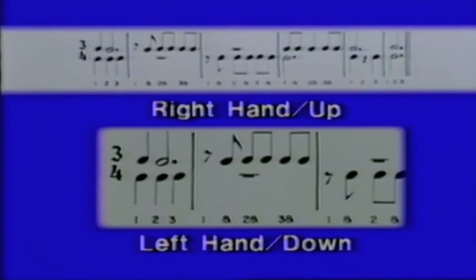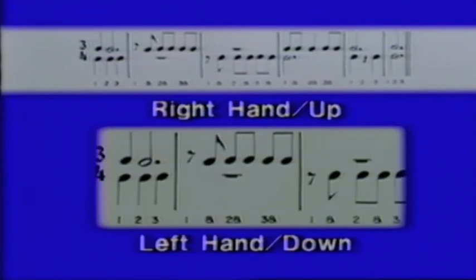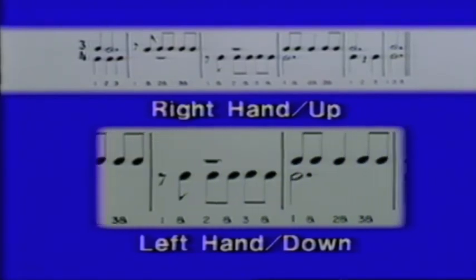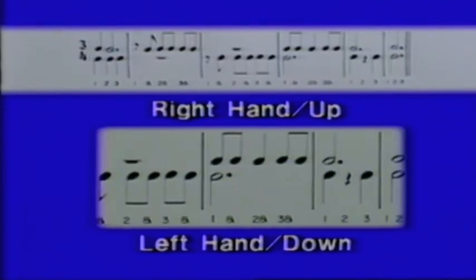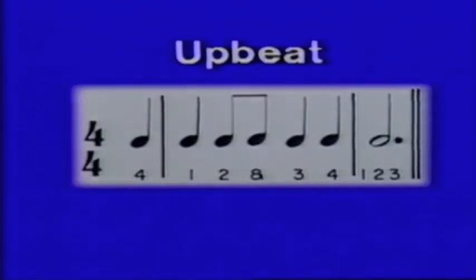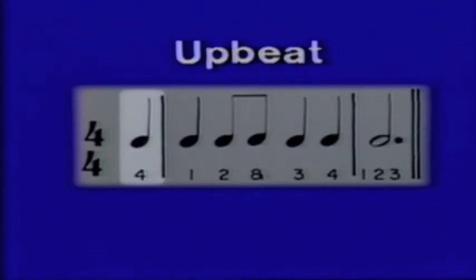The next example is in 3/4 time. 1, 2, 3. 1, 2, 3. 1 and 2 and 3 and 1 and 2 and 3 and 1 and 2, 3 and 1, 2, 3, 1, 2, 3.